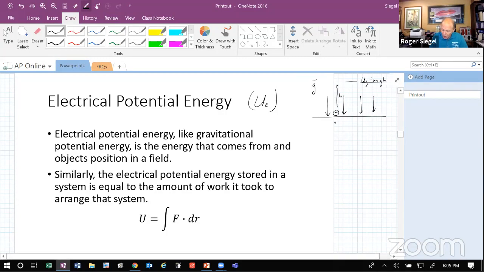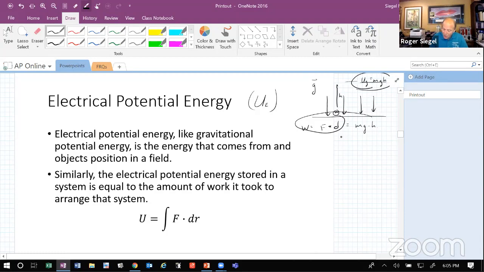Okay. But we also know that work is equal to force times distance. And so that force is mg and that distance is h. So what we're showing is the amount of potential energy that we get is equal to the work we do to put that charge, to put that mass there.